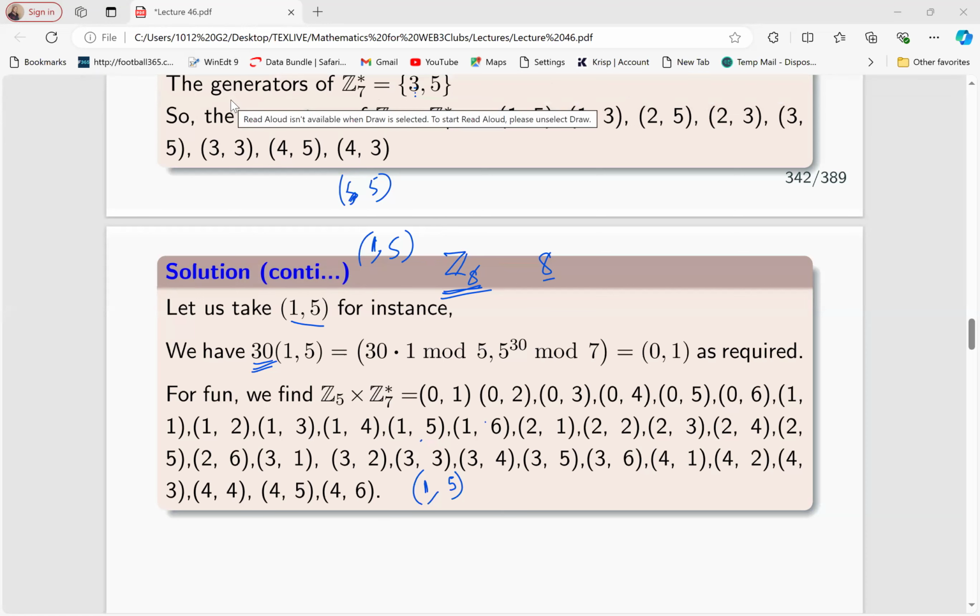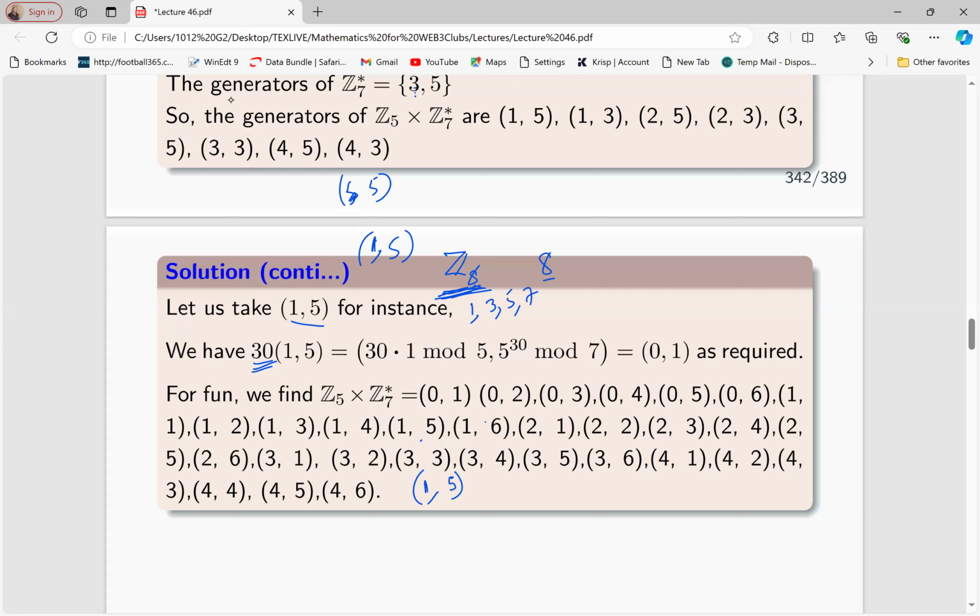I want to talk about Z8, and I'm still explaining the issue of the generator. We know the generators of this group are elements which are relatively prime to 8. You know that 1 would be a generator, 3 would be a generator, 5 would be a generator, 7 would be a generator, those which are relatively prime to this.